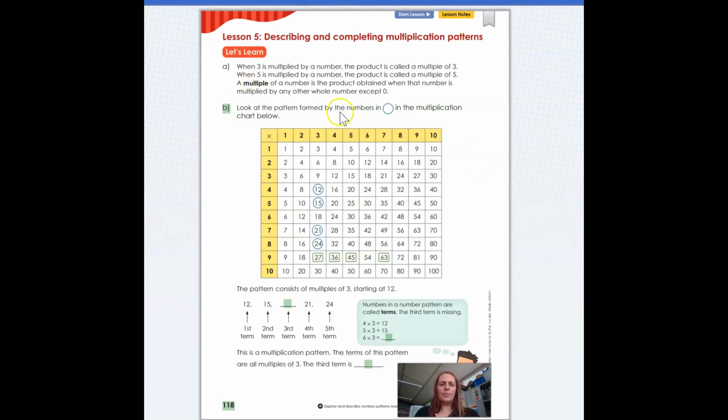At this line here, a multiple of a number is the product obtained when that number is multiplied by any other whole number except 0. So 0 doesn't count. And 0 can't be a multiple of anything and is not a product of anything because 0 does not have a value. Okay? So B. Let's do this together.